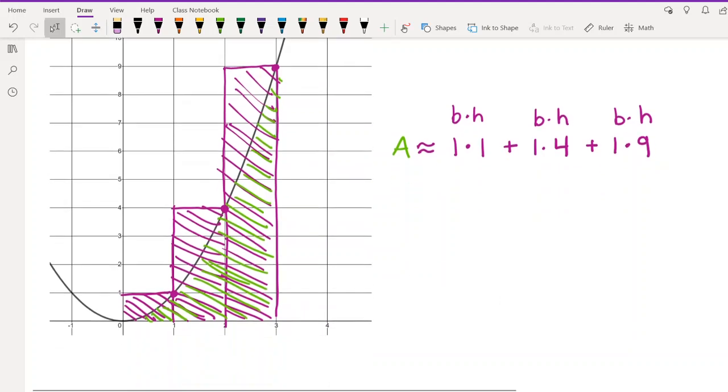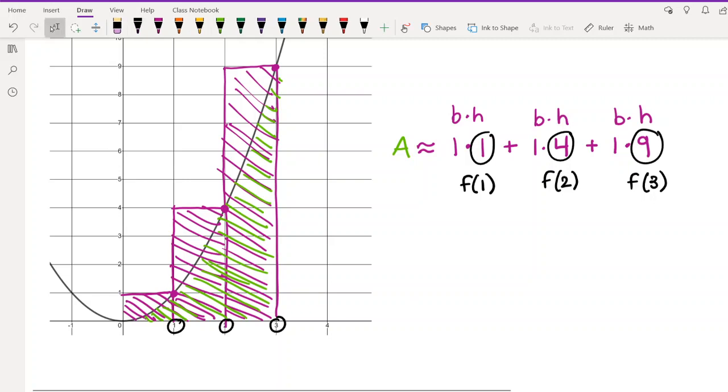So where is this 1 coming from? This 1 is f of 1. And this 4 is f of 2. And this 9 is f of 3. The reason that we're plugging in 1, 2, and 3 is because those are the right endpoints of our intervals. We'll see in a minute we'll do what's called a left-hand sum and use left endpoints, and in that case we'll be plugging in 0, 1, and 2 to get our heights. So you're always plugging in whatever end of the interval you're using.